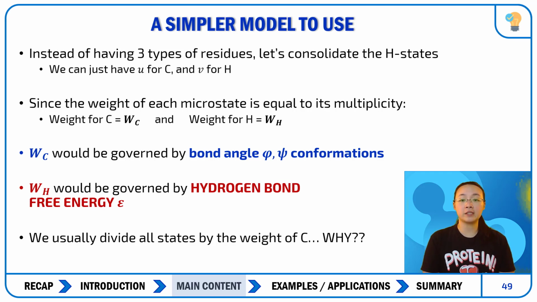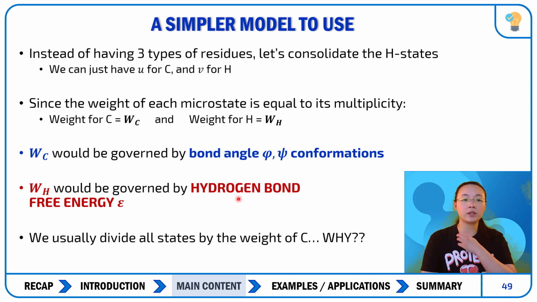When we look at the coil state, it seems like freedom of rotation is going to play a huge role. So we'd probably take a look at bond angles. And those bond angle conformations mean that the weight of your coil state is going to be the primary decider of how much statistical weight you have.